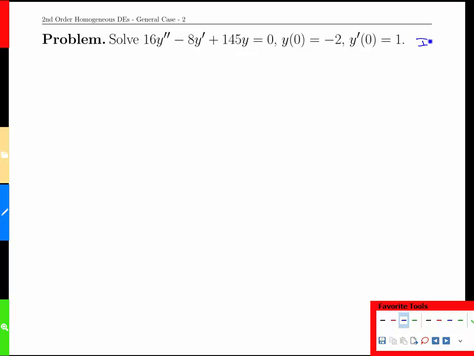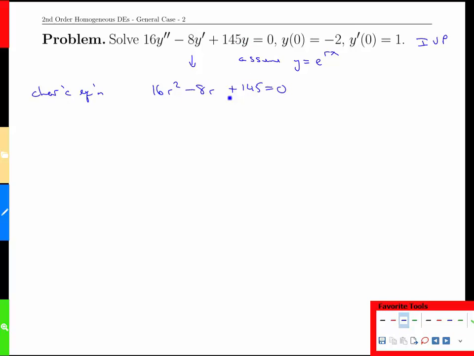Notice again, this is an IVP, an initial value problem. We've got our initial conditions in addition to the differential equation itself. So we know that we're going to assume y is equal to some exponential with a coefficient r that we don't know yet. That's going to lead to the characteristic equation, and in this case it is going to be 16r^2 - 8r + 145 = 0. Every derivative, 2 of them here, gives us an r. One derivative, one r. No derivatives here means no r, but just a constant.